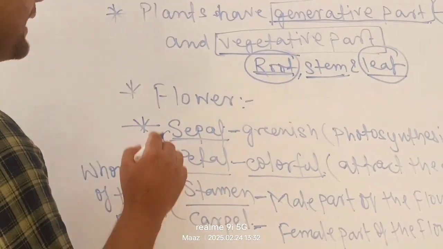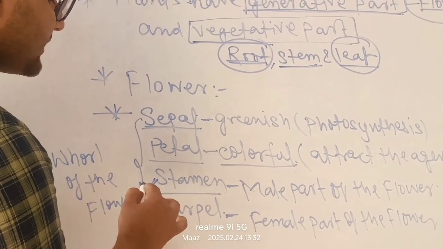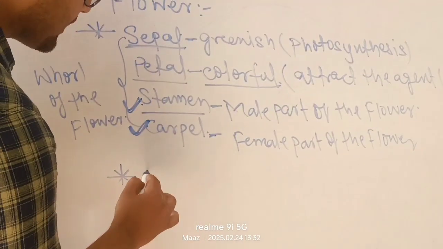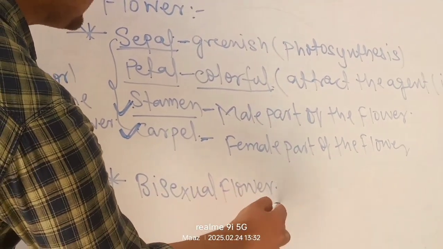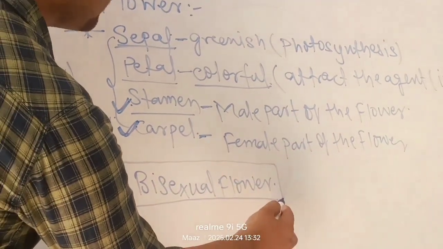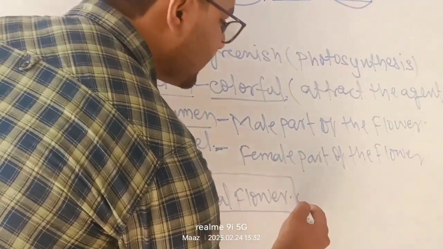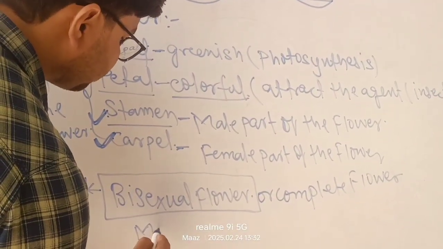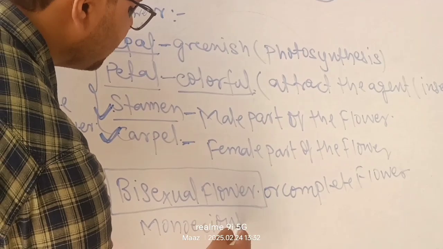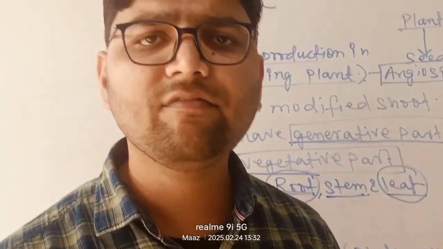If a flower has both stamen and carpel, then the flower is said to be a bisexual flower, which means it contains both male and female parts. If the flower has sepal, petal, stamen and carpel, it is also called a complete flower. In terms of condition, it is called monoecious for bisexual, meaning the single flower contains both male and female parts.